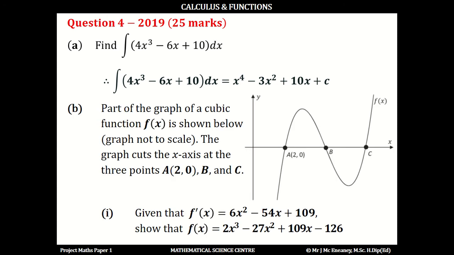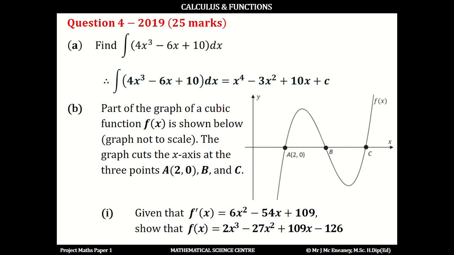In B then, part of the graph of a cubic function f of x is shown. The graph cuts the x-axis at the 3 points A, B and C. And the coordinates of A are 2, 0. And given that f dash of x, so the derivative of the function, is 6x squared minus 54x plus 109, we have to show that the original cubic f of x is 2x cubed minus 27x squared plus 109x minus 126.